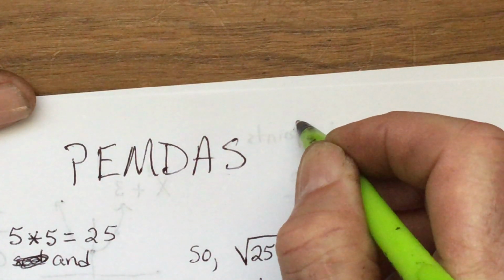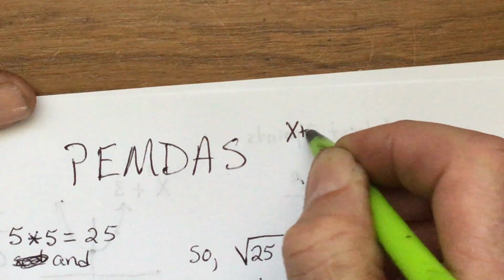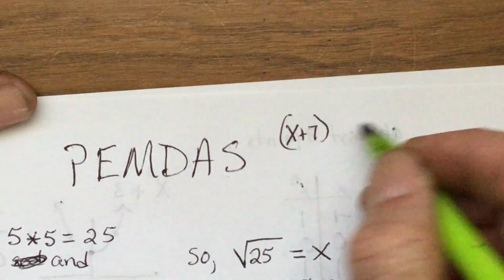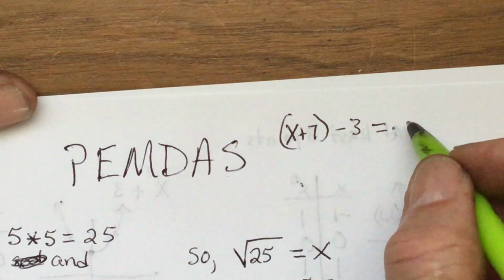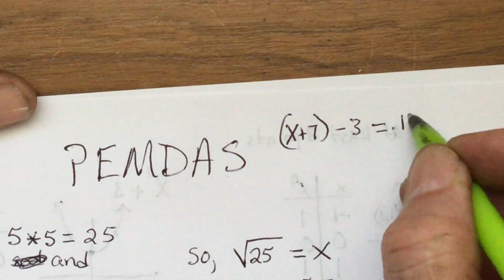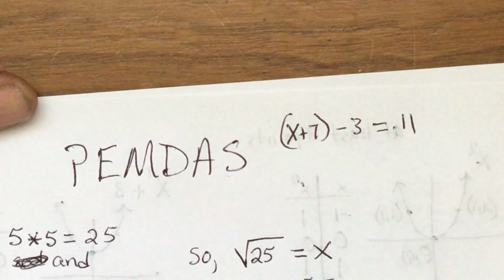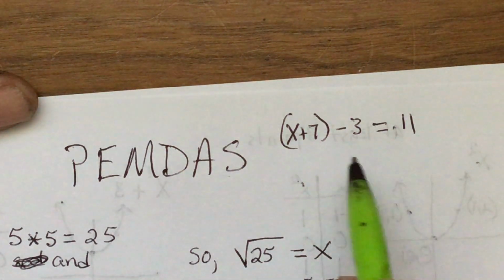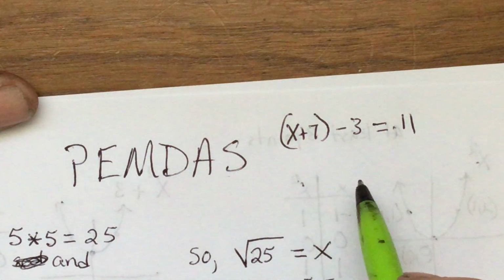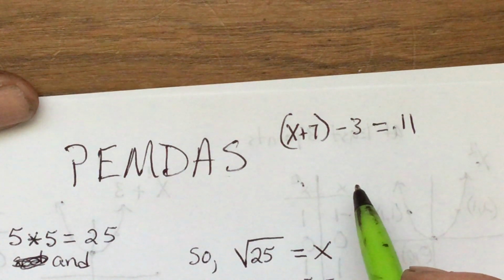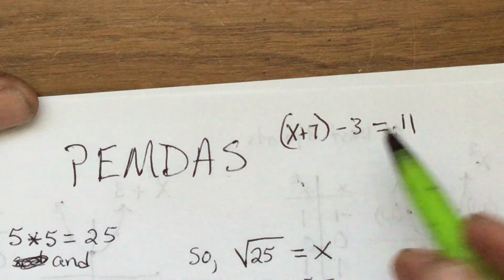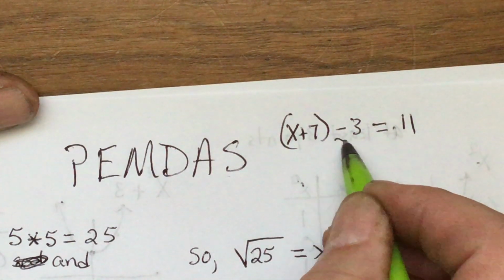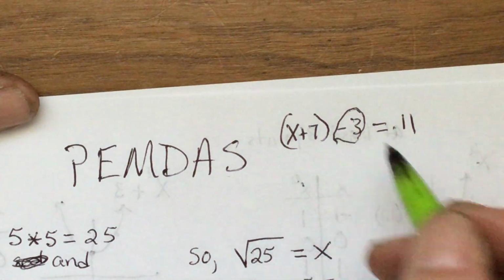Okay, so x plus 7 minus 3 equals, oh man, I don't know, 11. All right. So if we were to solve this equation, we have our 3 steps. Move all the x's to the same side. Well, that's already done. Move everything else to the other side. Well, that's just the minus 3 here.